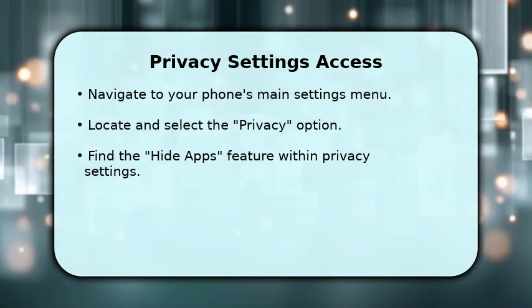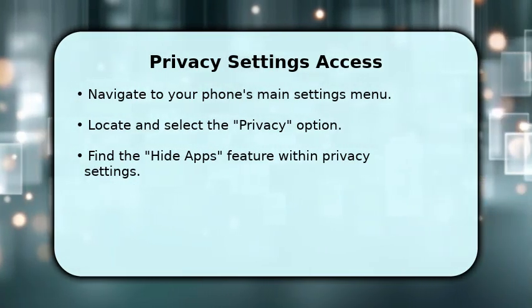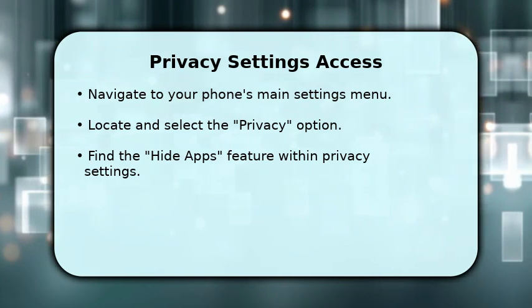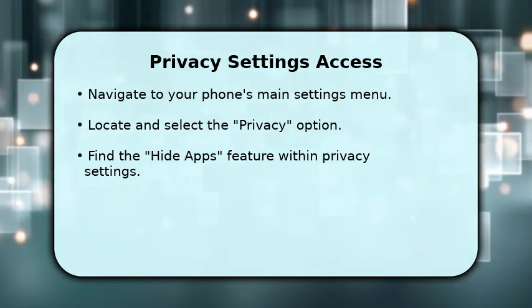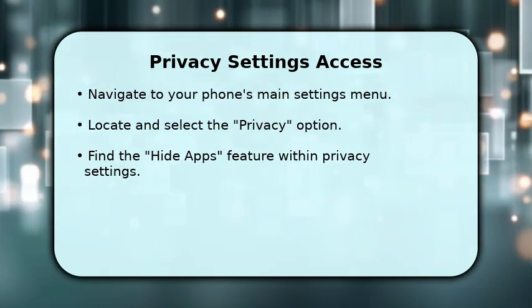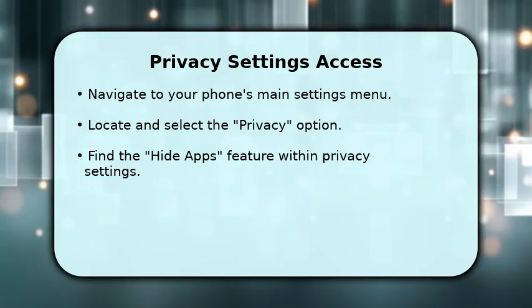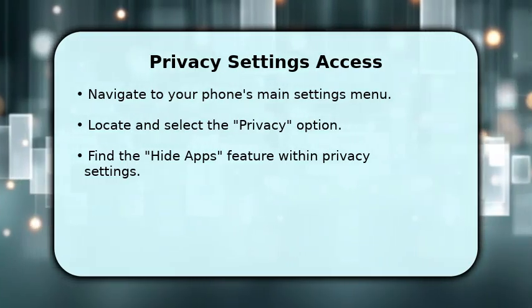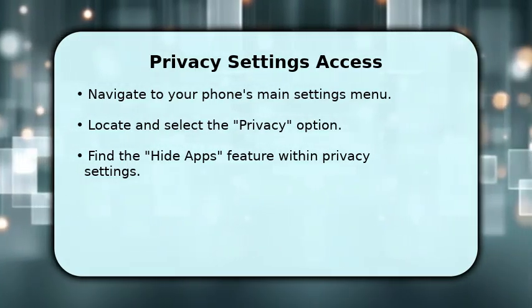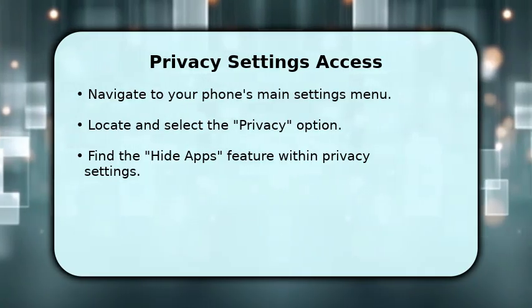To begin, open your phone's main settings application. Scroll down until you find the Privacy option and tap on it. Within the Privacy menu, you'll see various features. Look for and select the Hide Apps option. This is where you'll manage which applications you want to keep out of sight from your main app drawer.